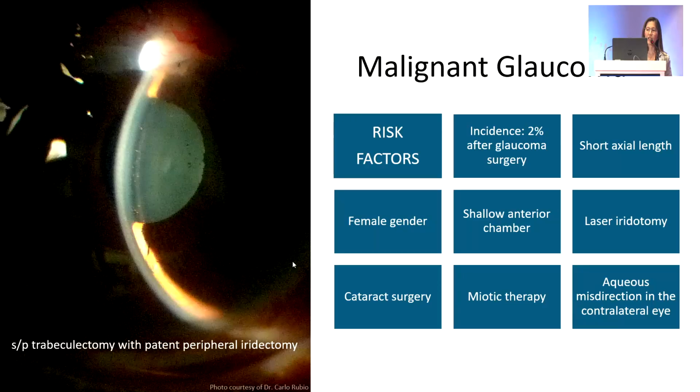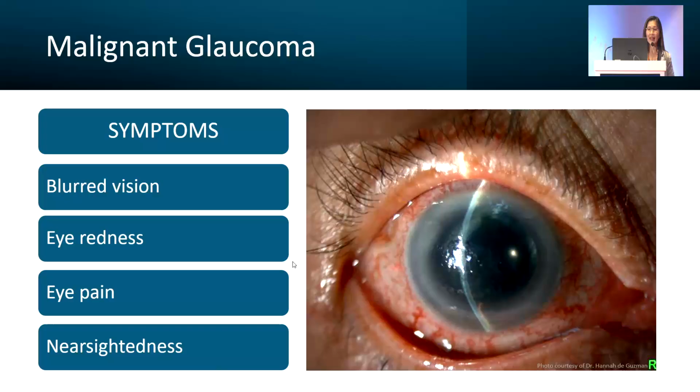Risk factors include short axial length and shallow anterior chamber. Both are characteristics of female eyes, no? It is also increased in patients with aqueous misdirection in the other eye. There are reports of malignant glaucoma after laser iridotomy, cataract surgery, and even the use of miotic drops, because of the relaxation of the zonules, then this anterior displacement of the lens.